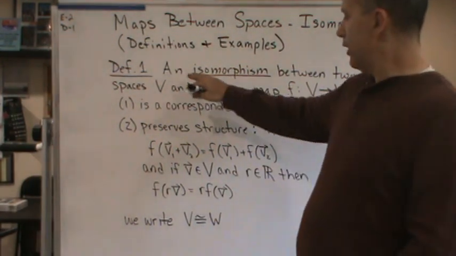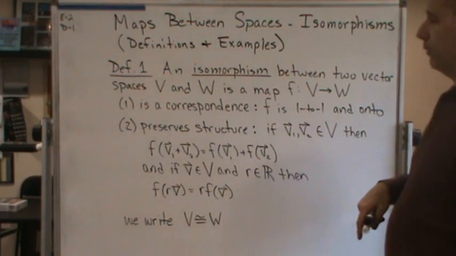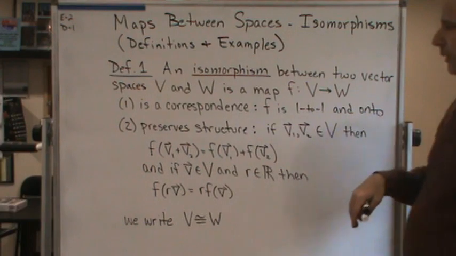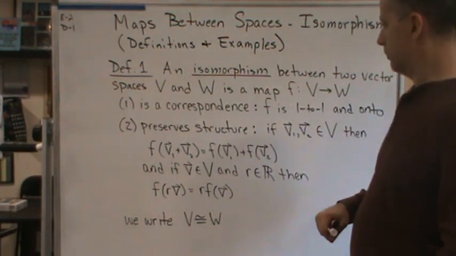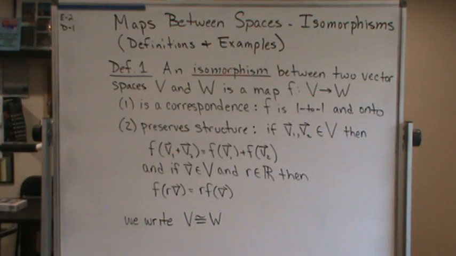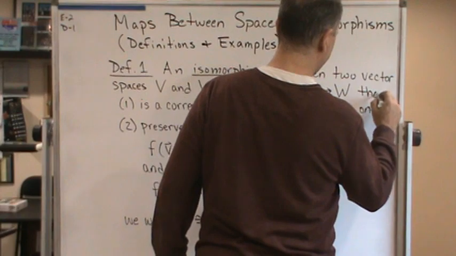So again, an isomorphism between two vector spaces W and V is a map F from V to W is a hold on a second. I'm missing something there. Oh, that. Yeah, I knew something wasn't right.